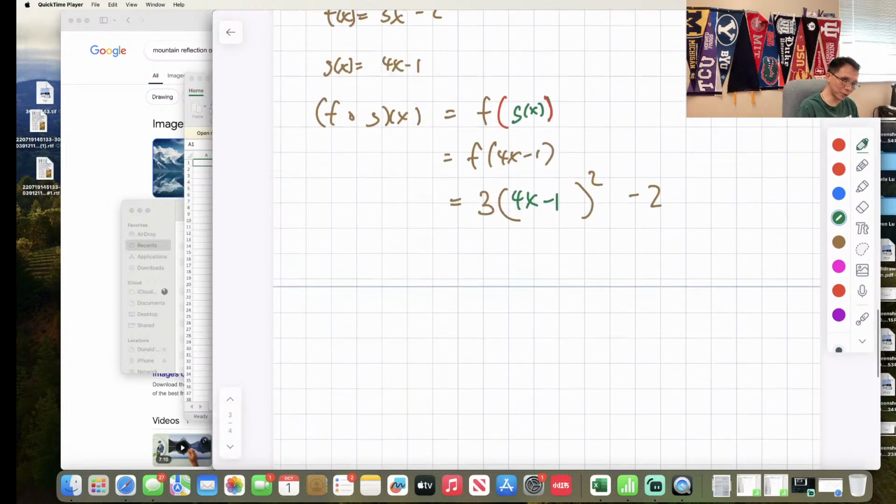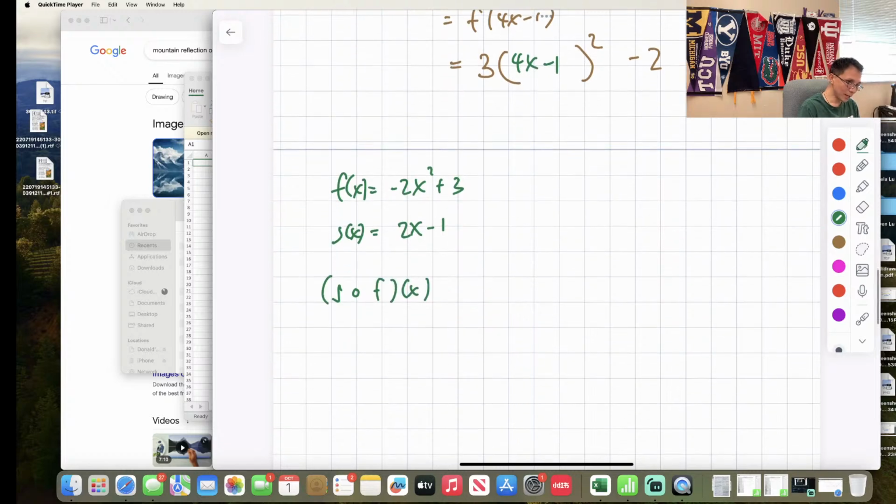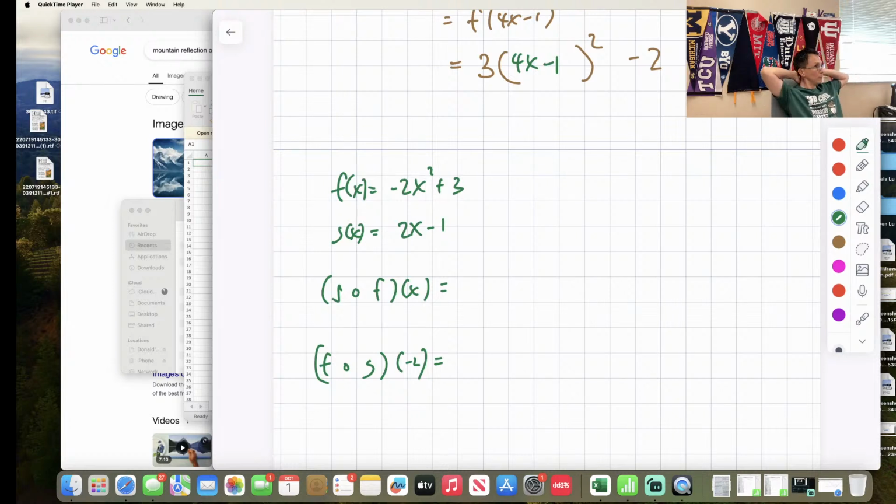Okay, I'm going to give you a new function. Is that okay? So let's just say f of x is equal to negative 2x squared plus 3 and g of x is equal to 2x minus 1. And I say, hey, can you tell me what's g of f of x? And can you tell me what's f of g of negative 2? So you're going to tell me two different ones here. And check each other before you leave.